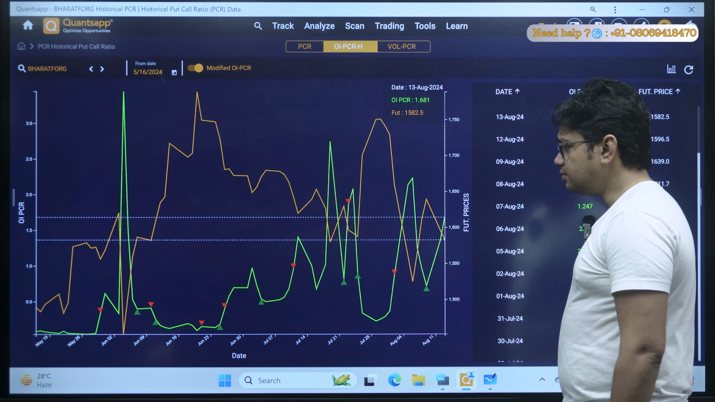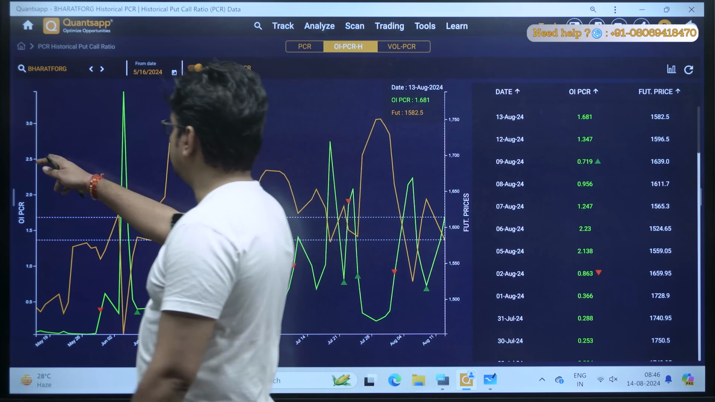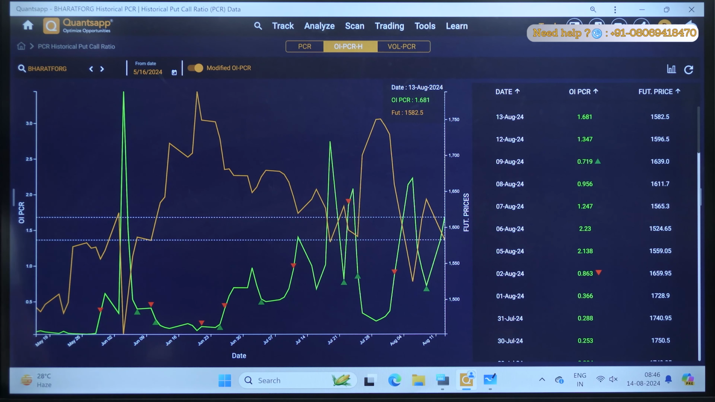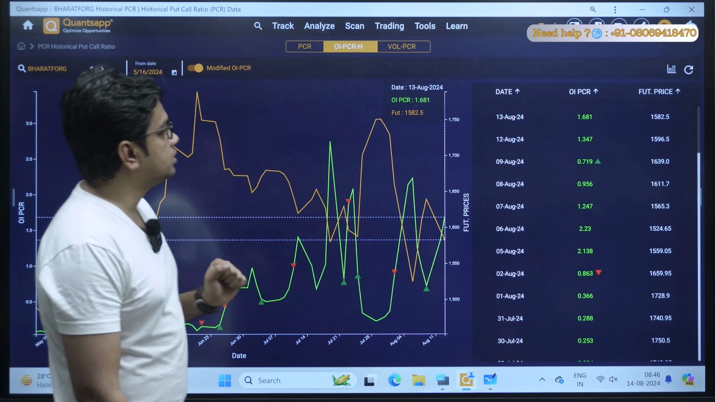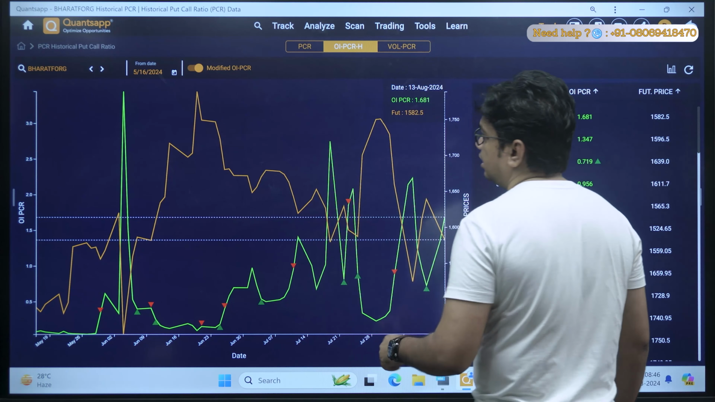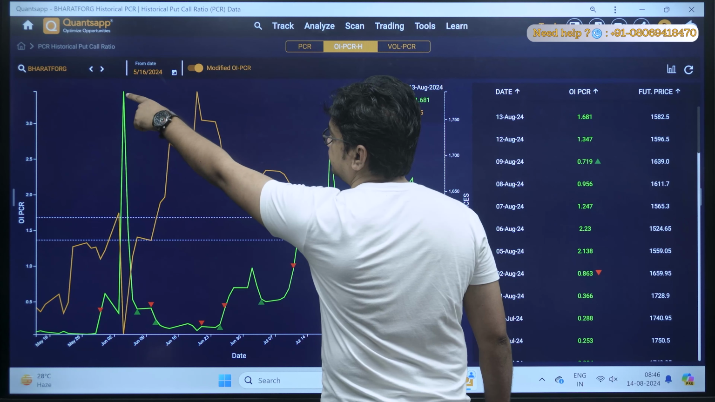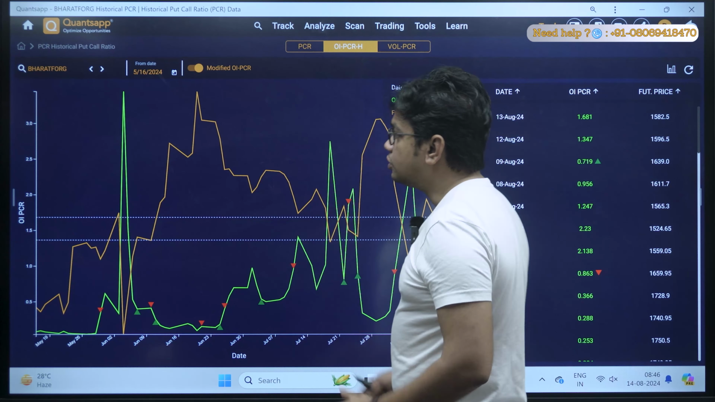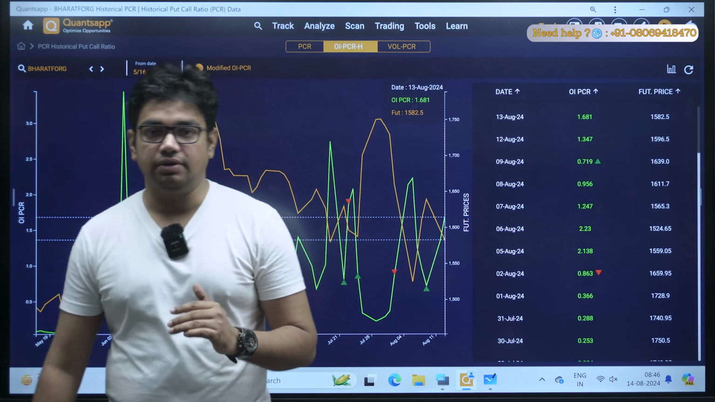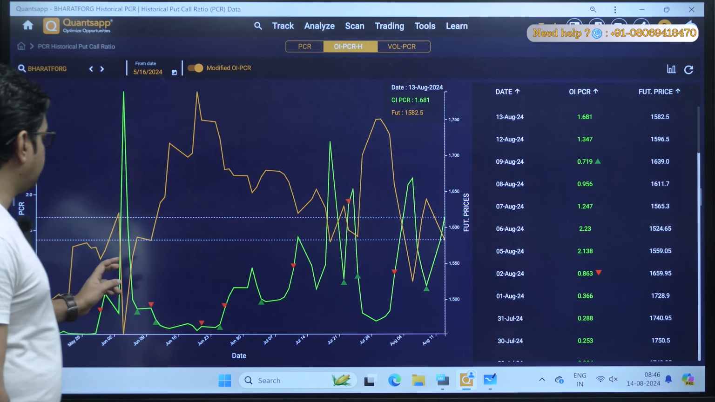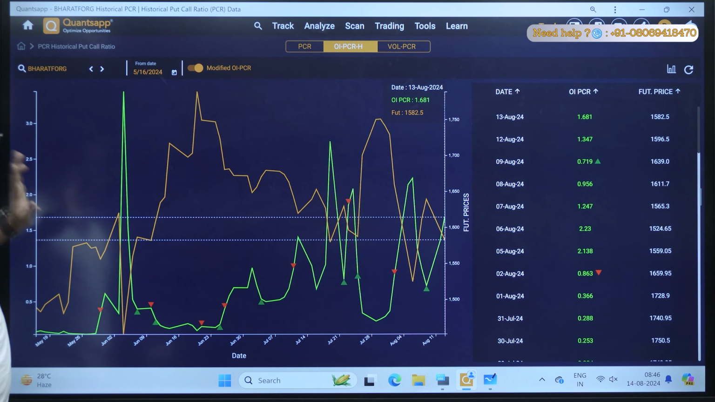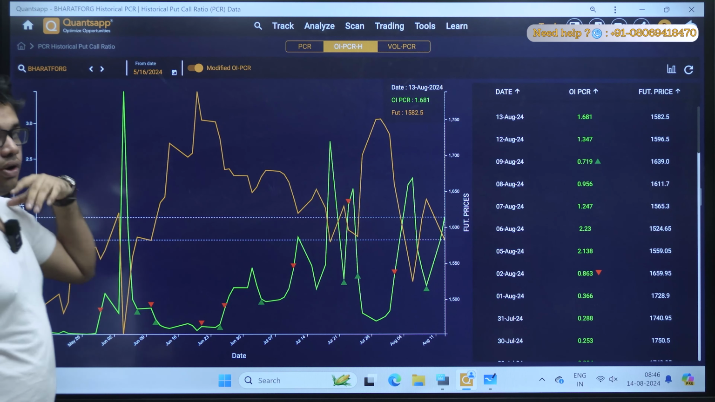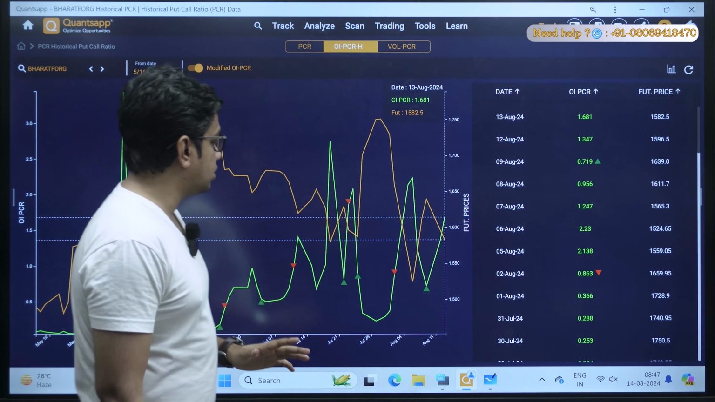So, here you can see the OI PCR over here, with values like 0.5, 0.1, 1.5, 2.1, 2.53. The yellow one is the future price and the green one is the OI PCR. You can see it spiked up, then came down, then moved up again, then came down. As I am saying, there is a saturation level. This spike was generated on the elections day, it was not a normal day.